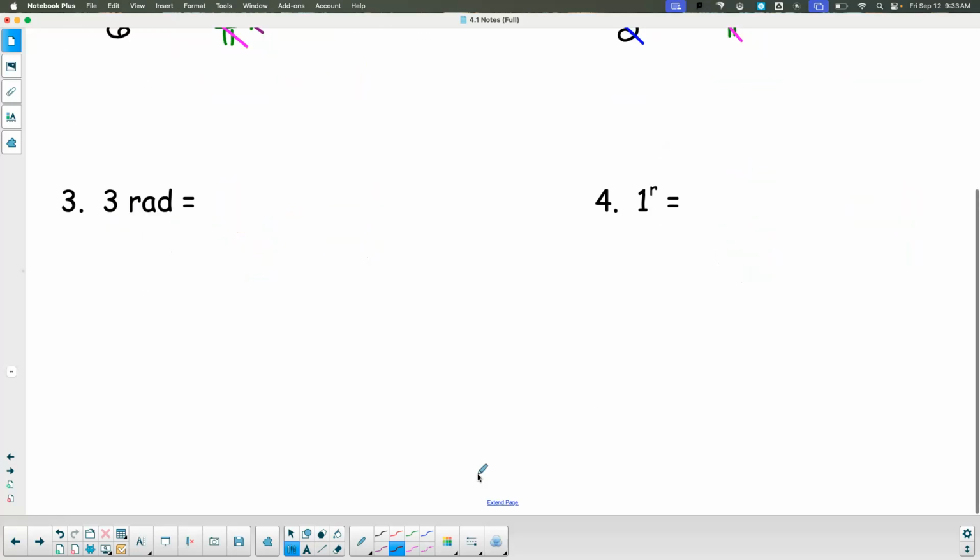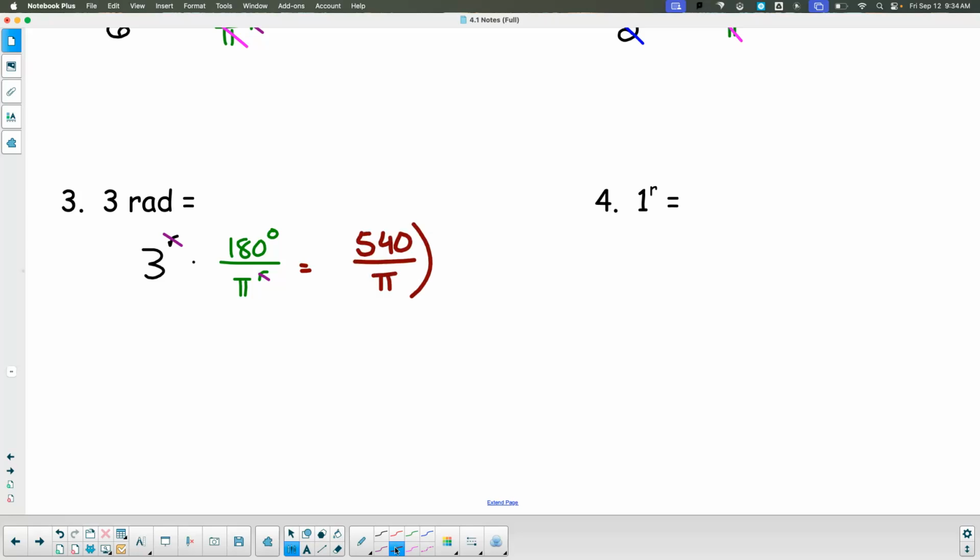Okay. So if I got 3 radians, I'm going to do that exactly the same way. I'm not going to change my method one bit. I'm just going to say that that's 180 degrees over pi radians. Now the only thing is that radians is the only thing that cancels out there. So I'm left with the answer of 540 divided by pi degrees.